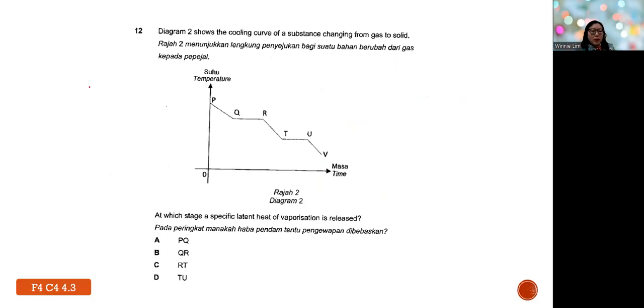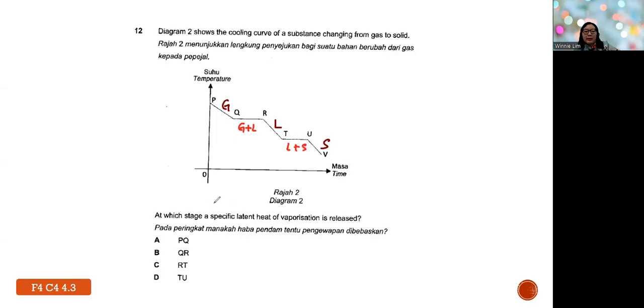12. Diagram 2 shows the cooling curve of a substance changing from gaseous to solid. At which stage is the specific latent heat of vaporization released? Okay, so we label the parts first. What are their states? They go from gas, then become liquid, and then become solid. And what happened to the horizontal part? That means gas and liquid coexist. This one, liquid and solid coexist.